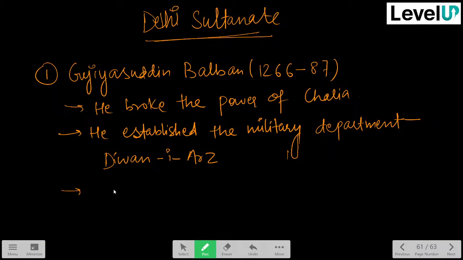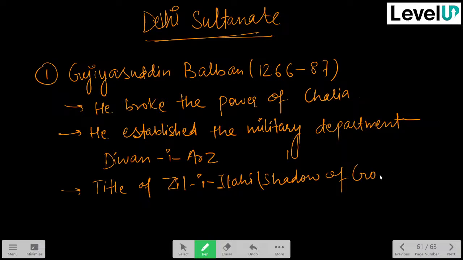He took the title of Jil-e-Ilahi, which means the shadow of God. These things were done to control the people of his own kingdom. So he introduced Sijda and Pybos.